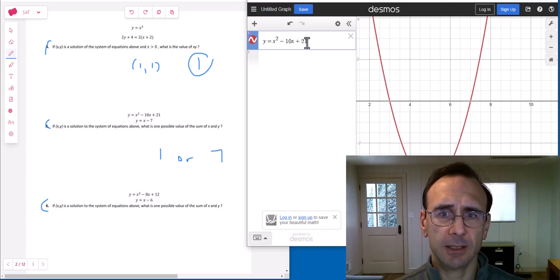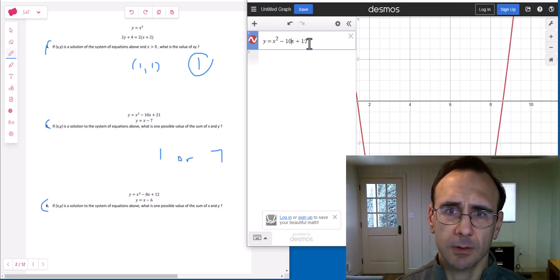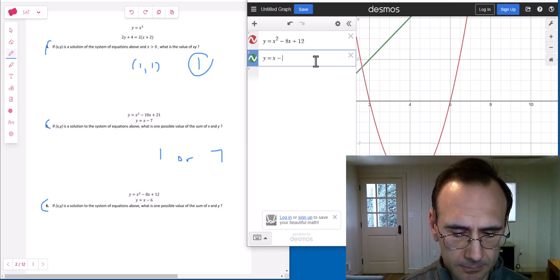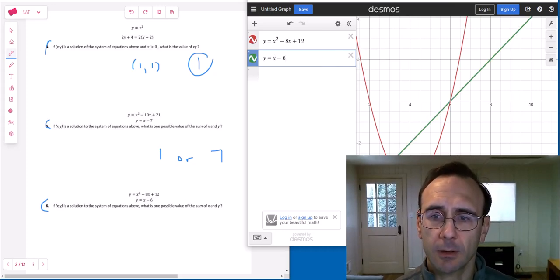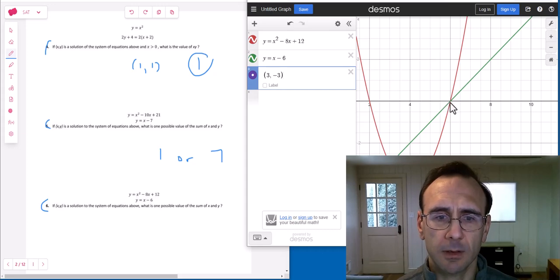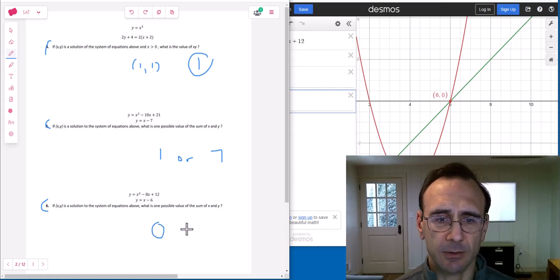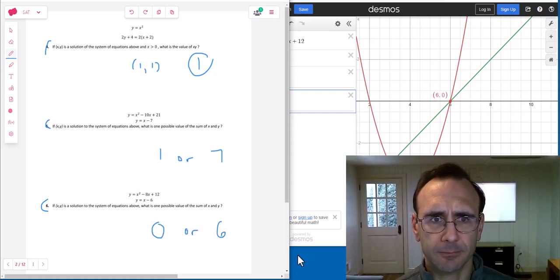And finally, the last one there. The sum of x and y. So the 2 points are 3, -3, and 6, 0. When you take the sum, you get 0 for that first point or 6 for the next one. So those are our possibilities there. So getting fluent there with Desmos is super helpful.